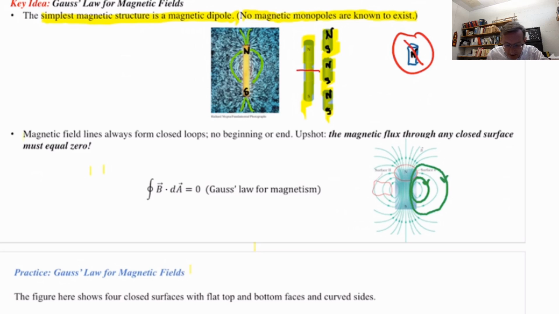Okay, here we go. If the magnetic field lines always form closed loops with no beginning or end, then the consequence of that is the magnetic flux through any closed, double emphasis, closed surface must equal 0.